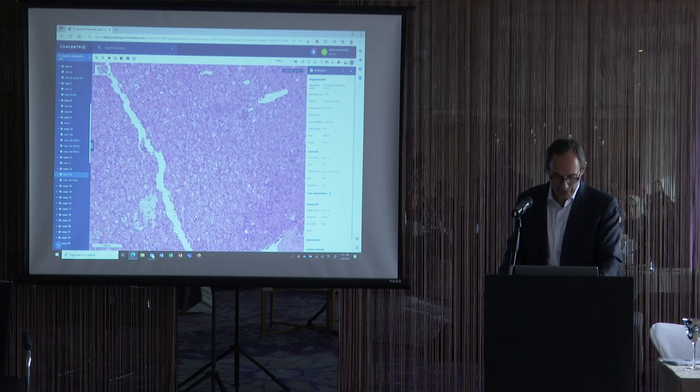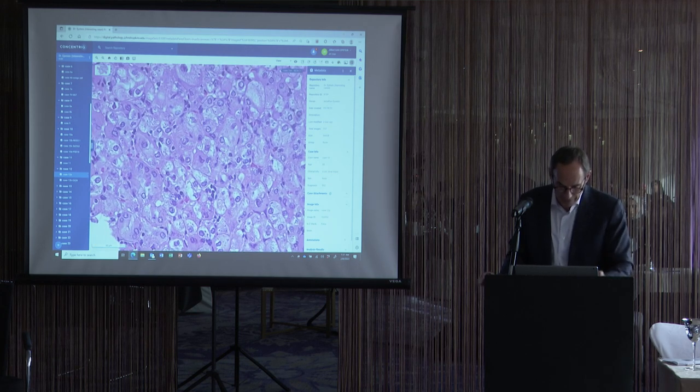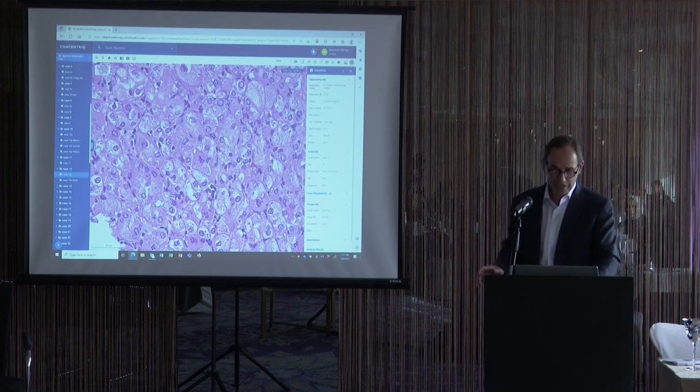So the next thing we do is we go down and we look for those little purple stippled calcifications in the cytoplasm, and there's a bunch of them all over the place, these little purple granules. I just randomly went on some field, and they're there. So that's what this is, ESC.